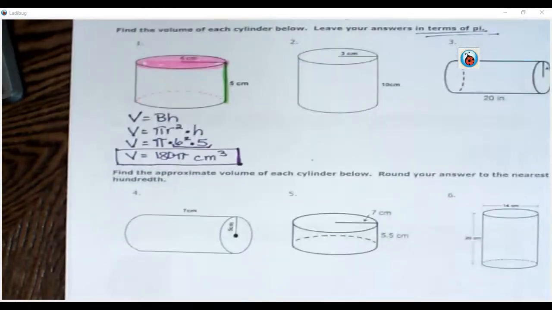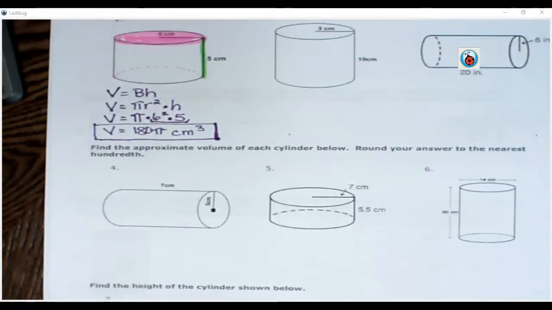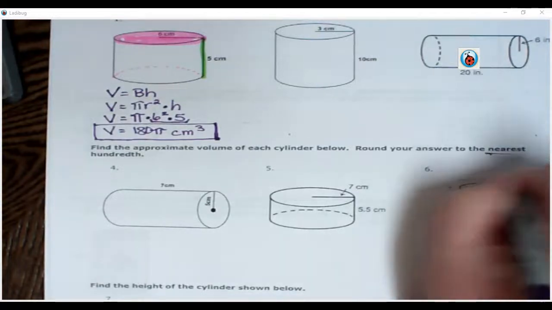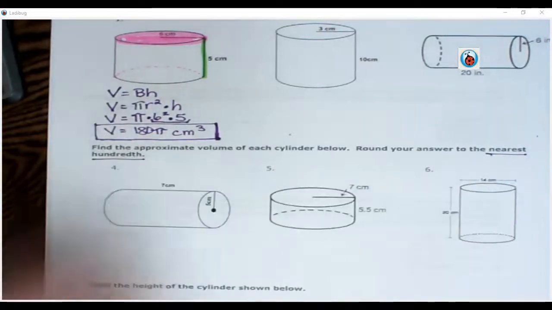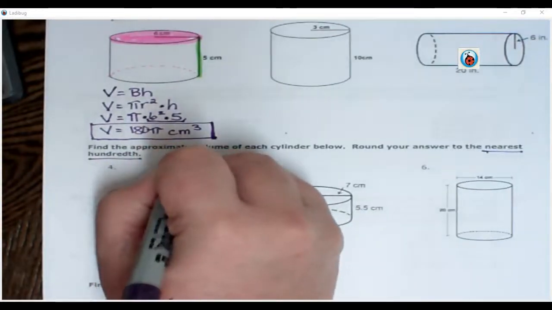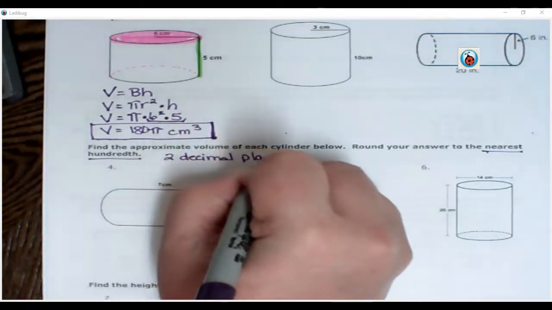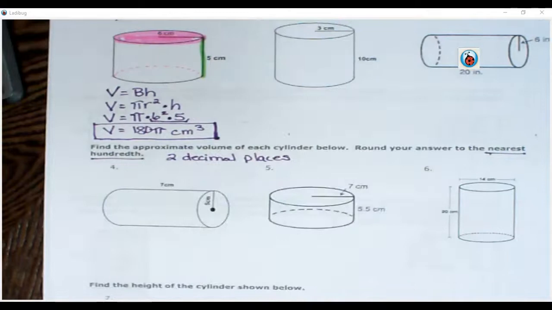Now let's go to number 4. Now number 4 is the same thing. Find the approximate volume of each cylinder below. However, this time, round your answer to the nearest hundredth. The nearest hundredth is 2 decimal places. Remember, it's 2 decimal places.